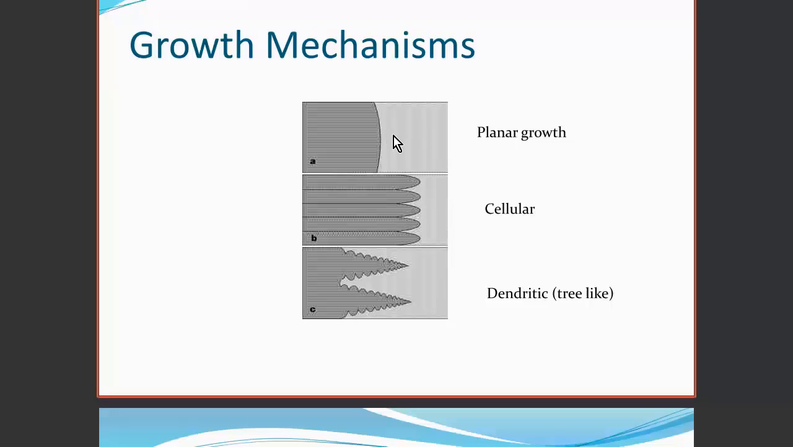This means that any protuberances on the interface between the solid and liquid die away, and we get a planar growth, a smooth, steady boundary that moves across into the liquid. However, such a plane is quite unstable, and with increasing undercooling and increasing growth rate, the growth can become cellular.